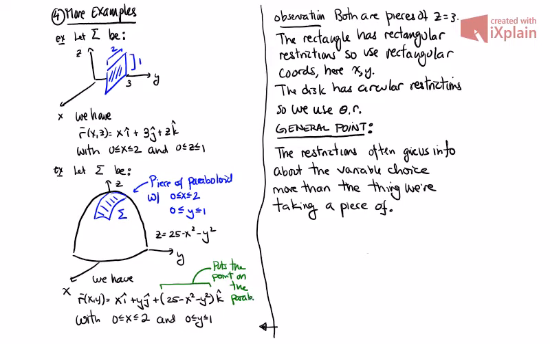But again, think about what we said. The restrictions often give us more information. The restrictions in this one are rectangular, so it makes sense to use rectangular coordinates, x and y. What I'll do next is take another piece of this same paraboloid, but a different shaped piece, and we'll see how that comes into it.